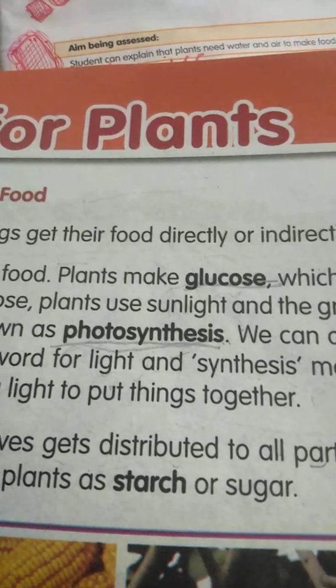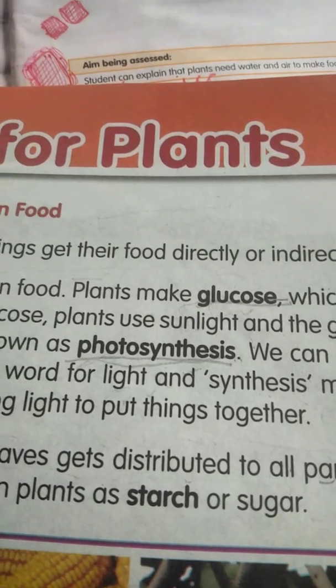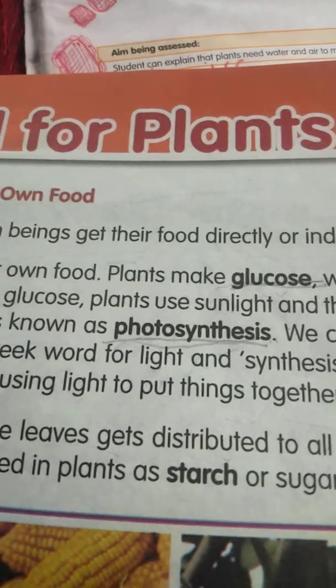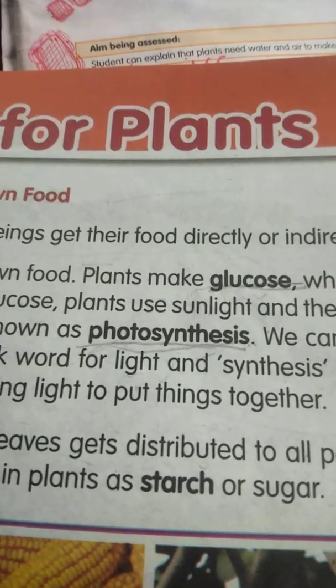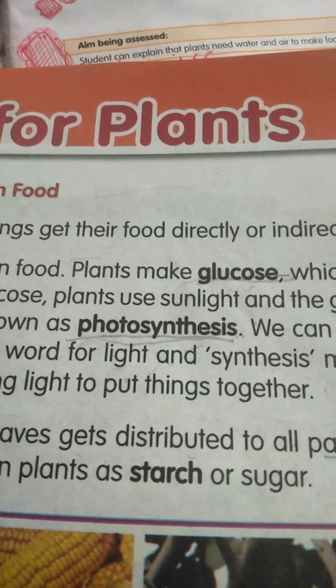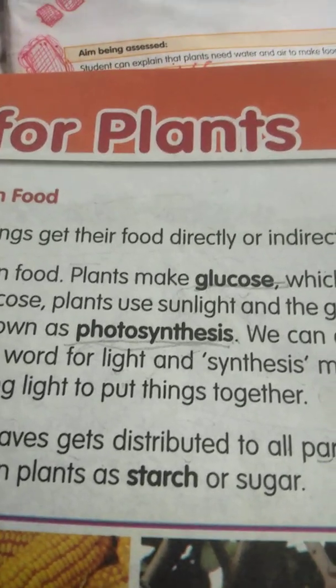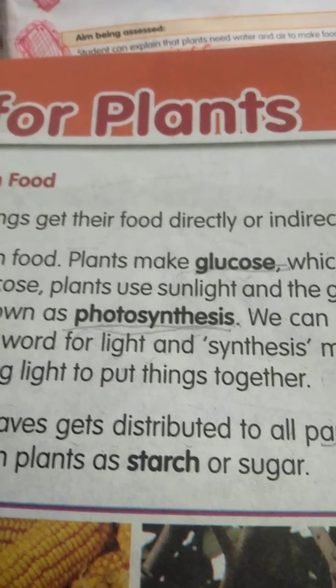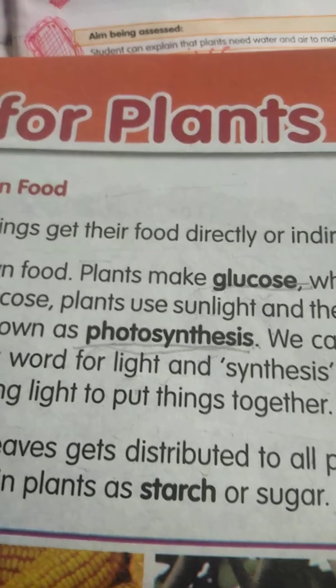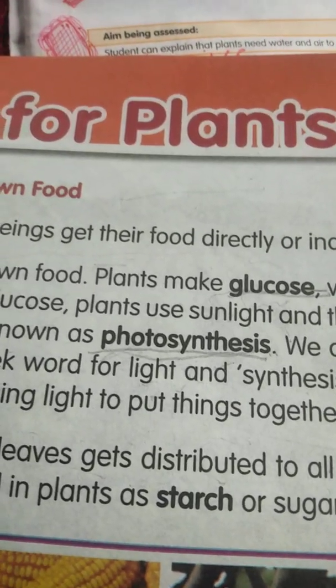The process of making food by green plants in the presence of light is called photosynthesis. So photo means light and synthesis means to put together. So the process of photosynthesis is the process by which green plants make food using light.